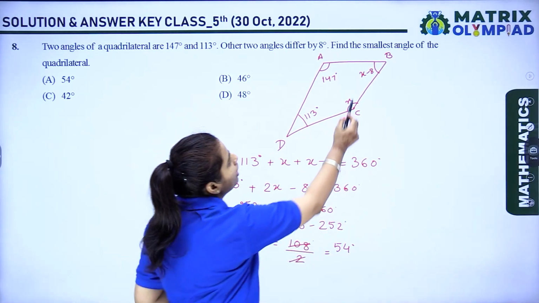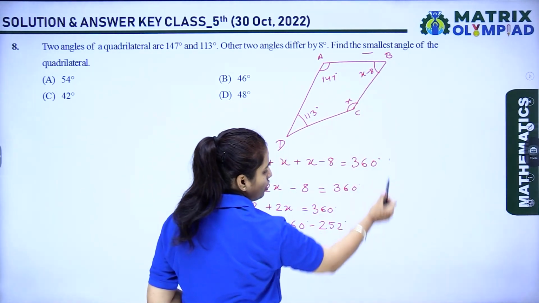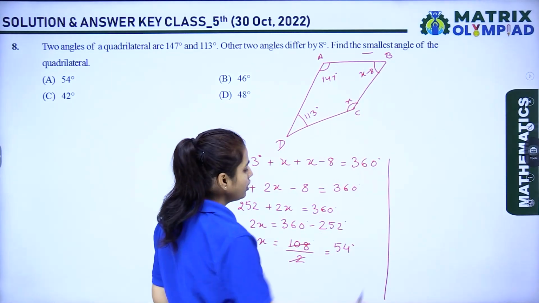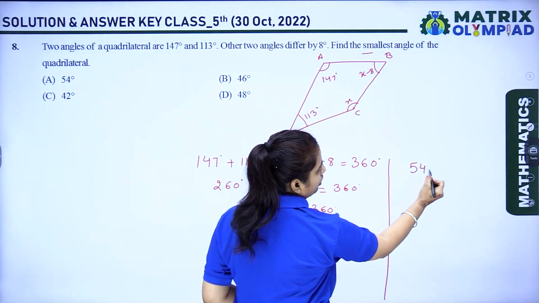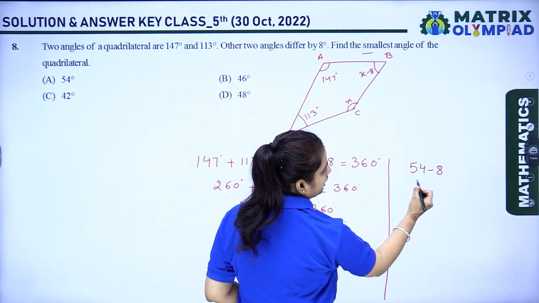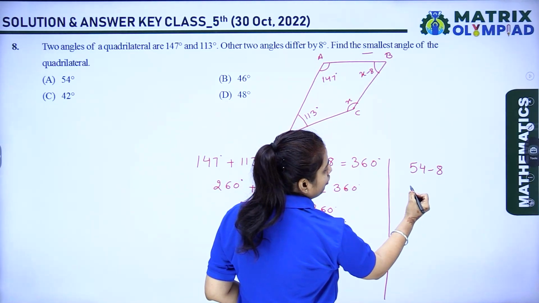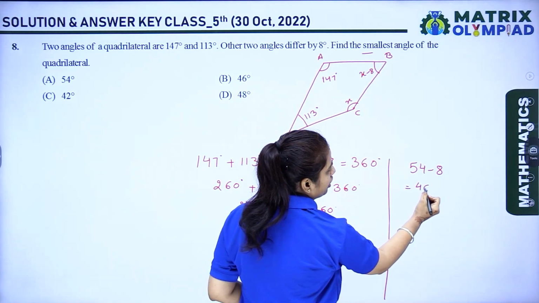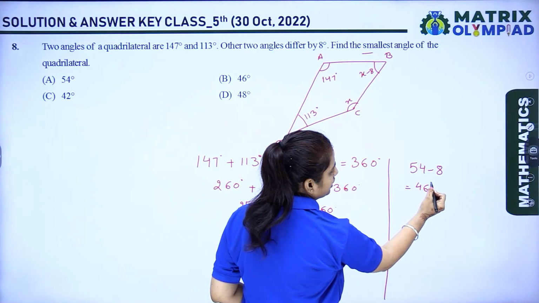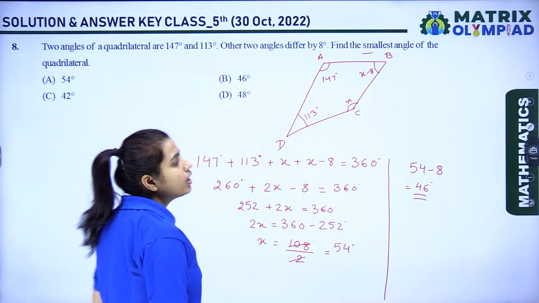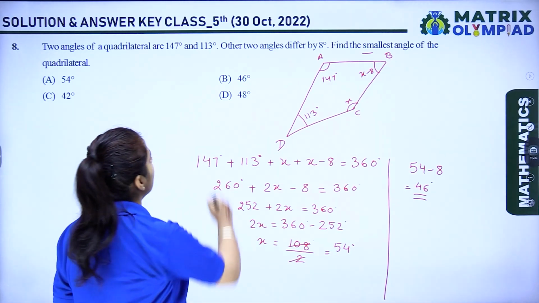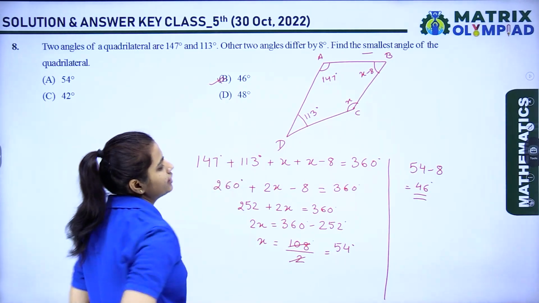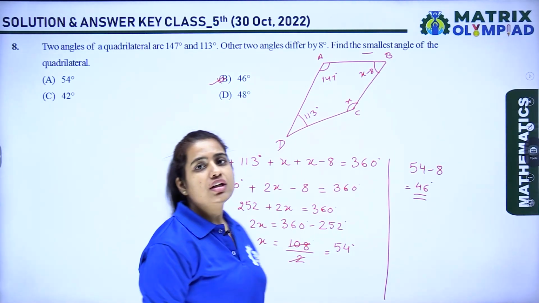But we have to find out the value of the smallest angle. So what we are going to do here? We are going to subtract 8 from this 54. So after subtracting 8 from 54, we get 46 degree. So here the smallest angle in the quadrilateral is 46 degree. So option B is the correct answer. Let's begin with the next question.